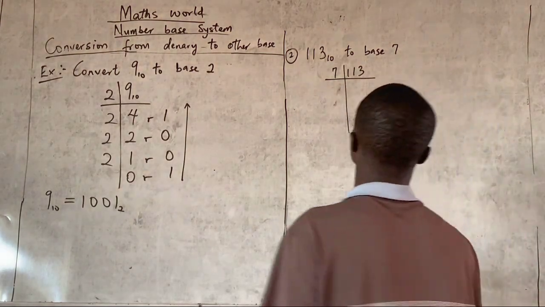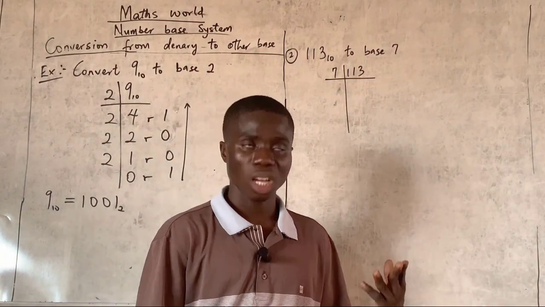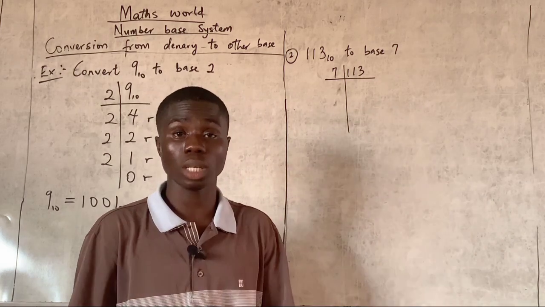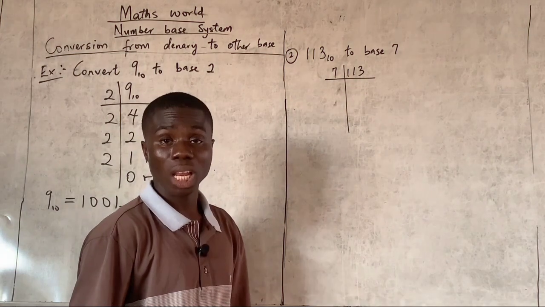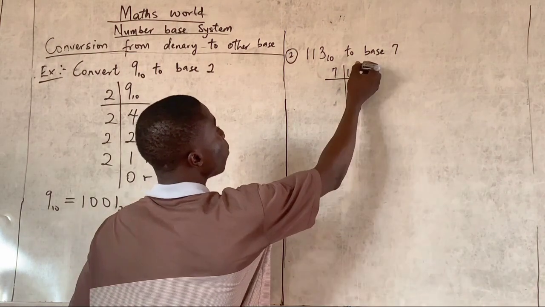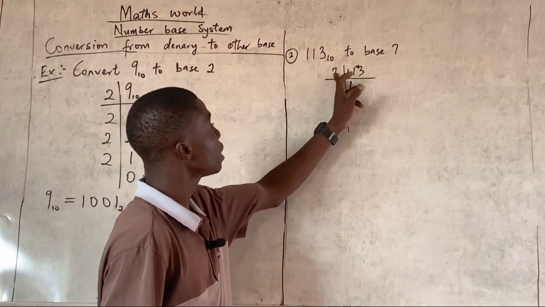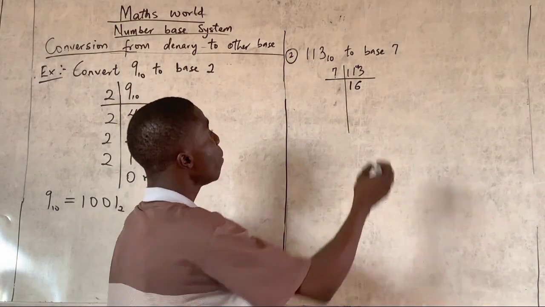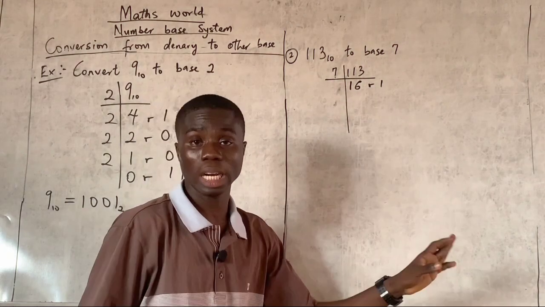7. How many 7 can we see in 113? This number is actually long. You may now be racking your brain. Don't panic. What we should do is, how many 7 can you see in 11? It is just only 1, right? It will remain 4. So the 4 you are putting it here. How many 7 can you now see in 43? That one becomes 43. How many 7 can you see in 43? That is actually 6, because 7 times 6 is 42. It remains 1. So how many times can you see 7 in 113? It's 16 remainder 1.